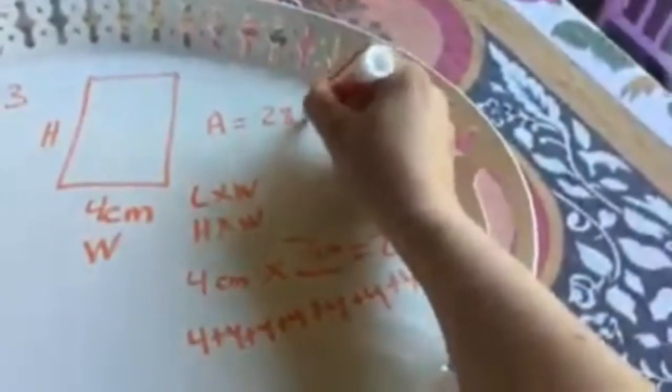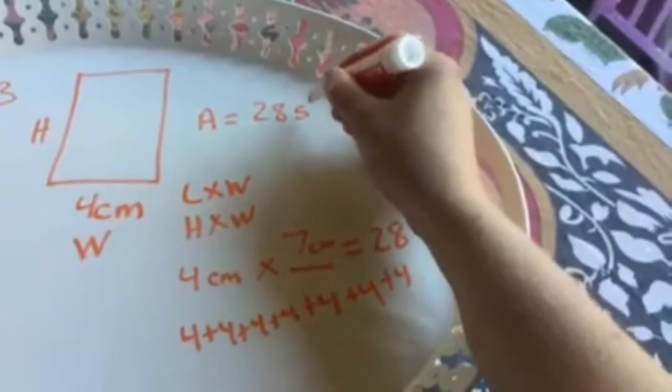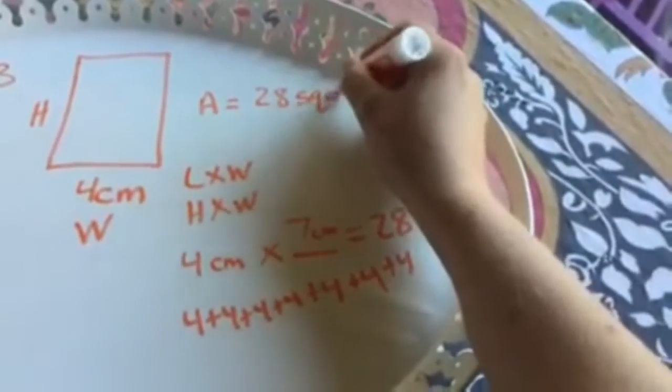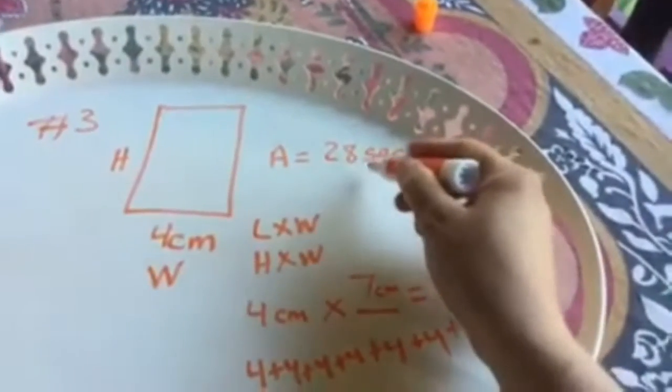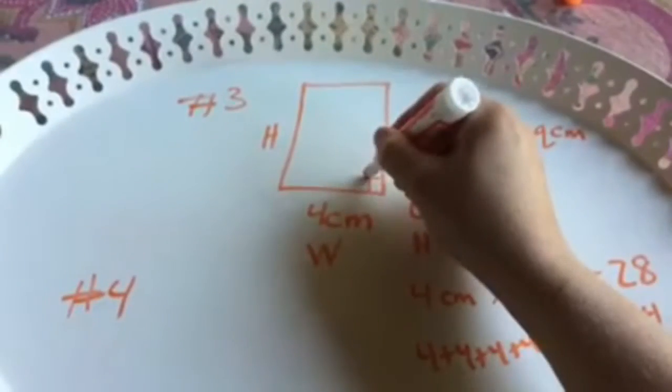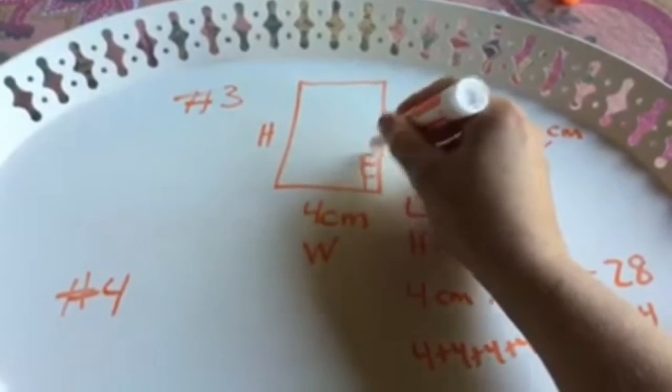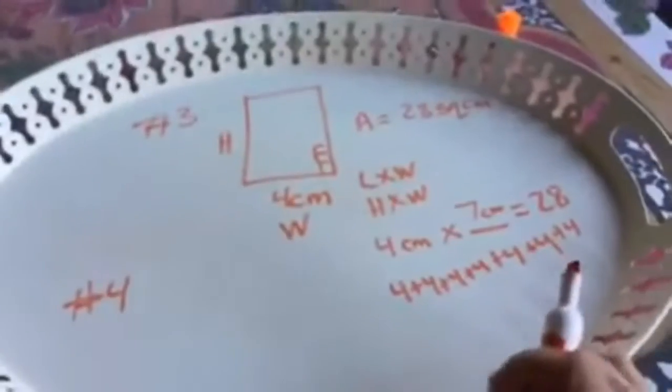By the way, I did forget to include that this is squared centimeters. It's really important when you're writing the area to include this, that this is a squared measurement, because when we're talking about area, we're imagining like a bunch of little tiny squares on the inside. And that is number 3.